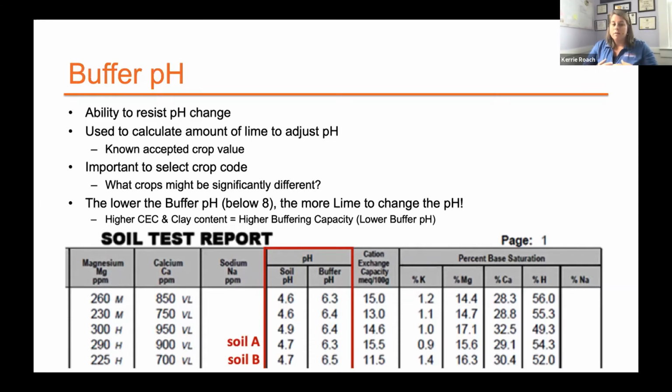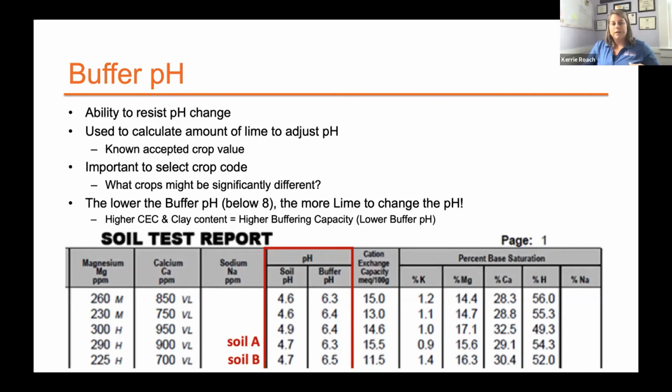So the lower the buffer pH, so below 8 and lower, the more lime it's going to take to change the pH. Typically, a higher CEC and a higher clay content means it has a higher buffering capacity, like it resists that change more, meaning that that buffer pH is going to be lower.